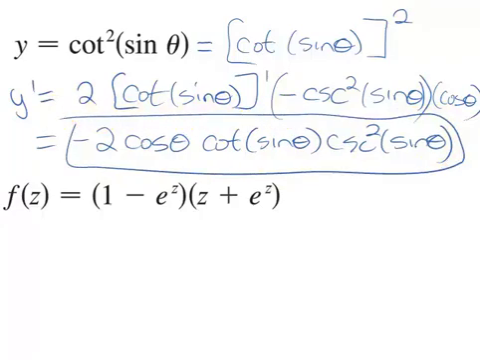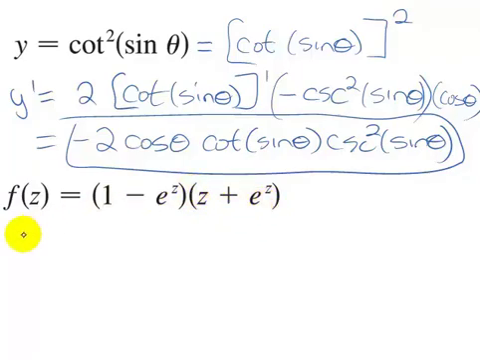Now the second function is one that we were working on earlier when we learned the product rule, and I started to show you a second way to do it and then said, oops, we don't know the chain rule yet, so we can't do it that way. Well, now we know the chain rule, so we're ready to do that. So the first way to do this would be to use the product rule, and this would be our first factor, 1 minus e to the z, and then z plus e to the z would be our second factor.